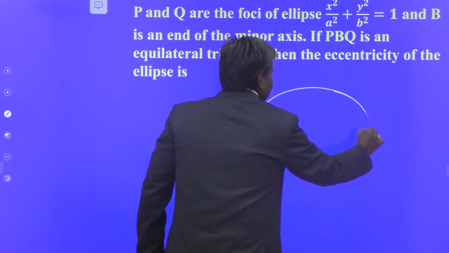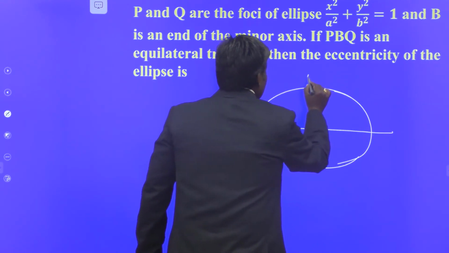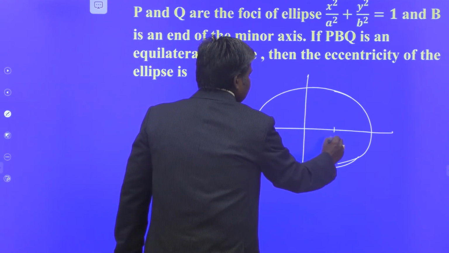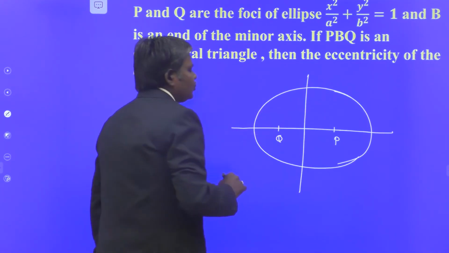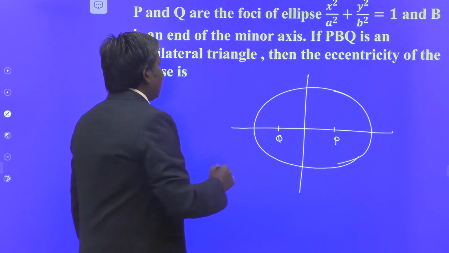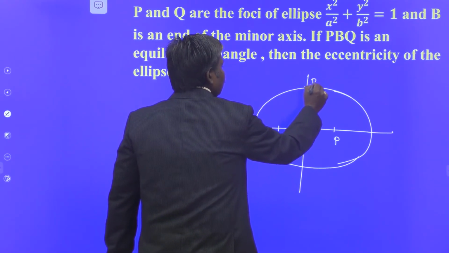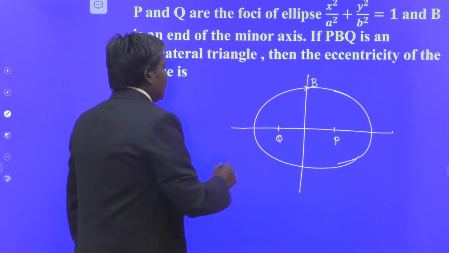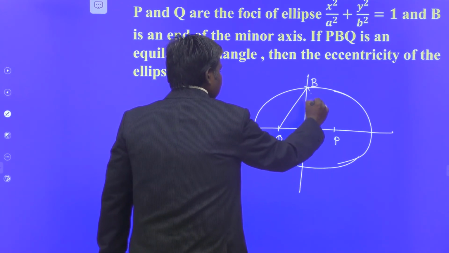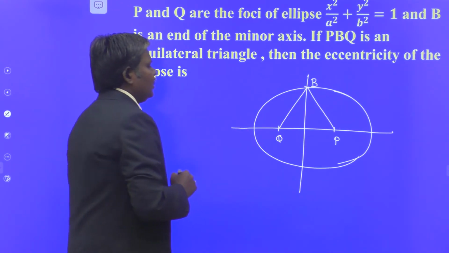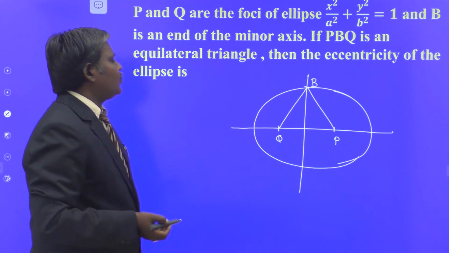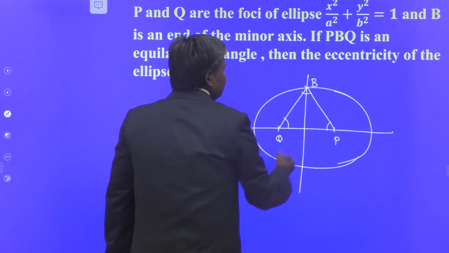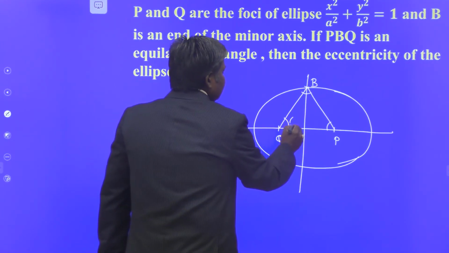This is the ellipse and its foci are given to you. What are the foci? P and Q are the foci of this ellipse. These are P and Q, two fixed points, and B is an end of the minor axis. These 3 points form an equilateral triangle. That means these are the vertices of the equilateral triangle. You have to find out the eccentricity. When it is an equilateral triangle, these 3 angles are 60, 60, 60 degrees.